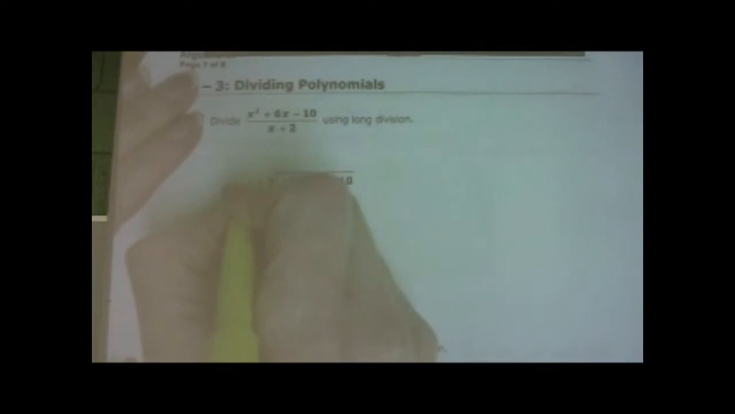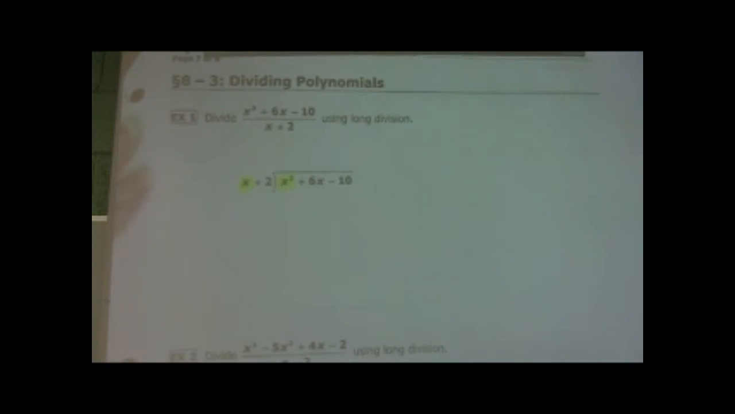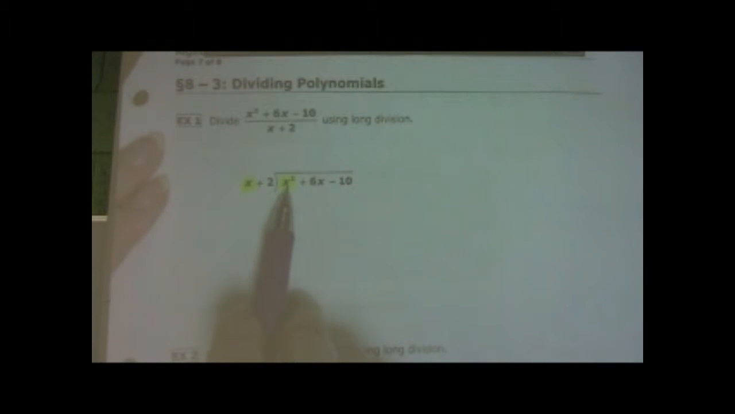Here's what we're going to do. We're going to look at this right here, and we're going to look at this. And the question is, how many times does this go into this? But that's not an easy way to say it. An easier way to say it is, what do I have to multiply this by to get it to be this? And that is an easier question to answer. I would multiply by an x, right? Because x times this x will give me x squared. So x is going to be part of my answer.